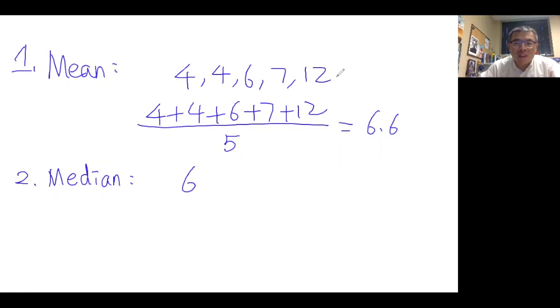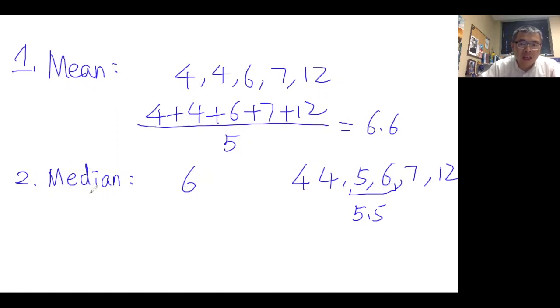Now let's say you have 6 instead of 5 points. Let's say you have 4, 4, 5, 6, 7, and 12. To calculate the median of this set, you take the 2 middle numbers and take the average of the 2 middle numbers. So the median for this set would be 5.5, exactly at the middle of 5 and 6. Now, as you see, the median of a data set and the mean of the data set may give you different numbers. Now, what's the point of having this second concept?